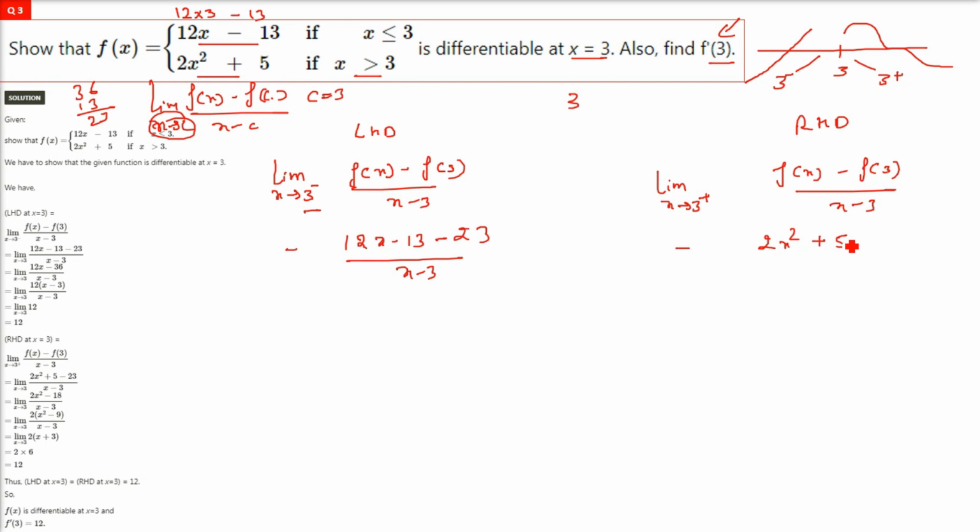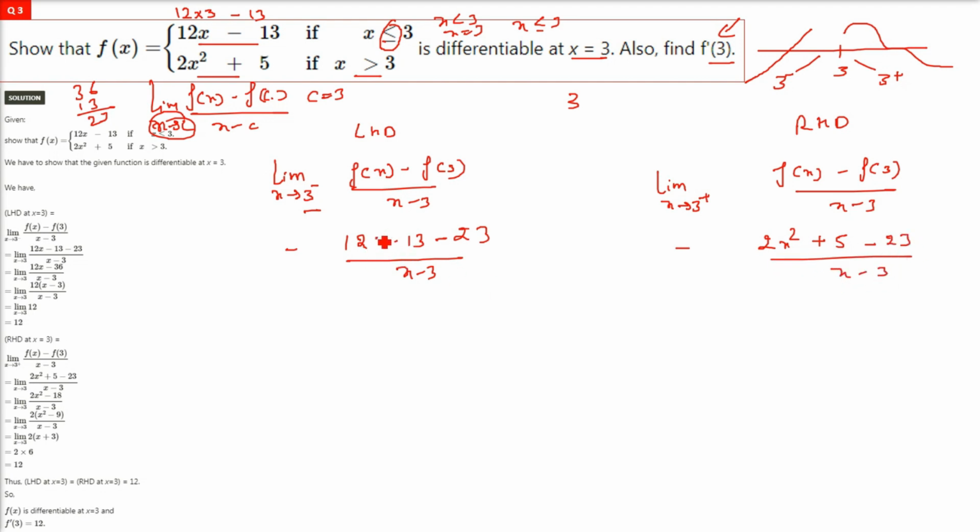Now you have f(x) minus f(3). Now since x is greater than 3, you have to use 2x square plus 5. And since x is equal to 3, always you have to use 12x minus 13. So f(3) means you have to replace x by 3 in 12x minus 13 that we already computed and that has come to be 23. So 2x square plus 5 minus 23 divided by x minus 3.